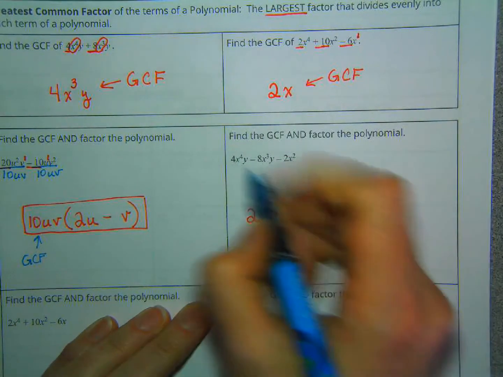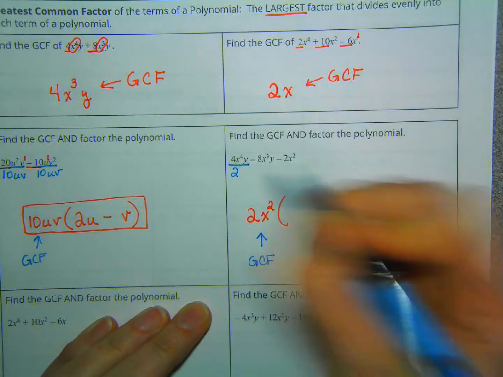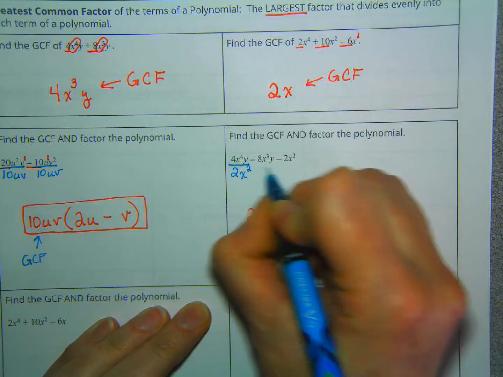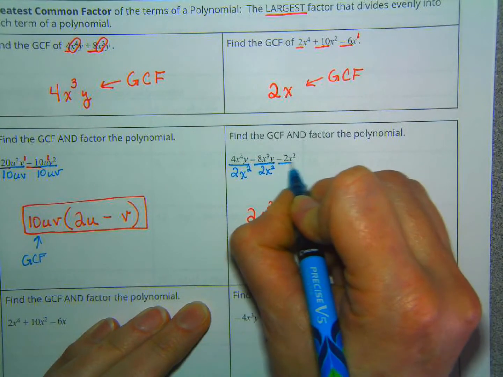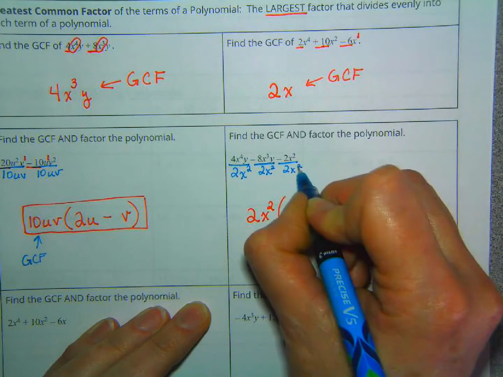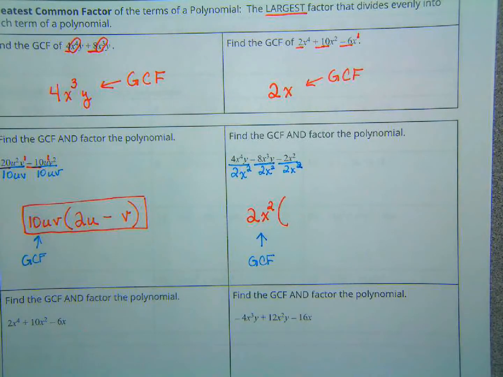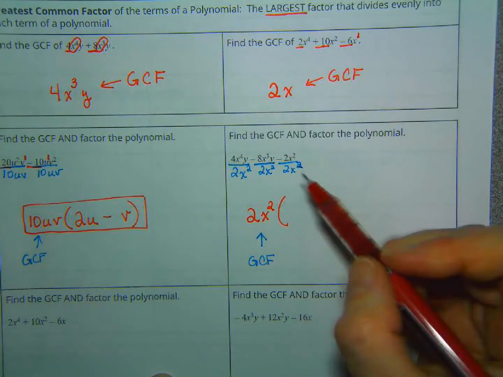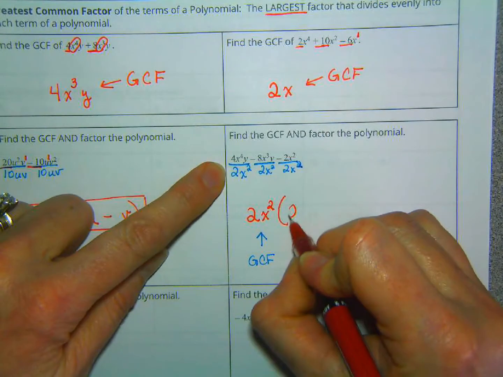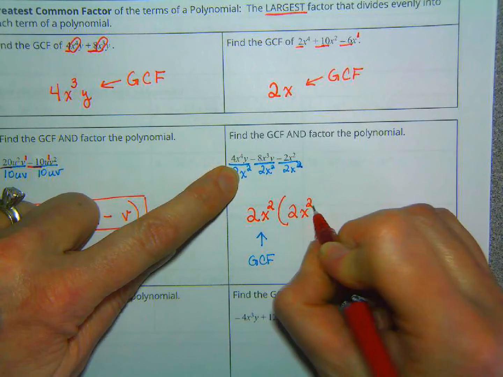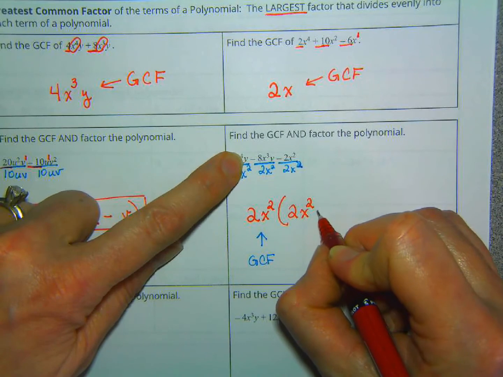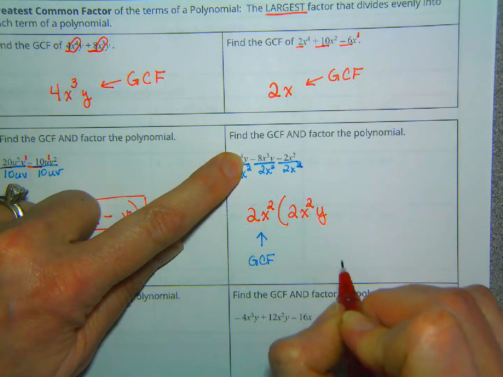And here, 2x squared, and we're going to divide this by 2x squared, and this by 2x squared. Each term gets divided by 2x squared. 4 divided by 2 is 2. X to the 4th divided by x squared is x squared. And then we have a y here and no y's down there. We're just going to keep that y right there.